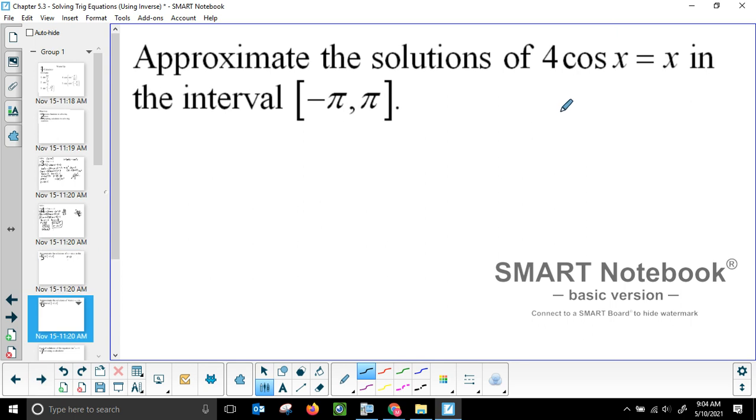All right, try this one. So you'll have to use your calculator, and you will just simply find the intersection.